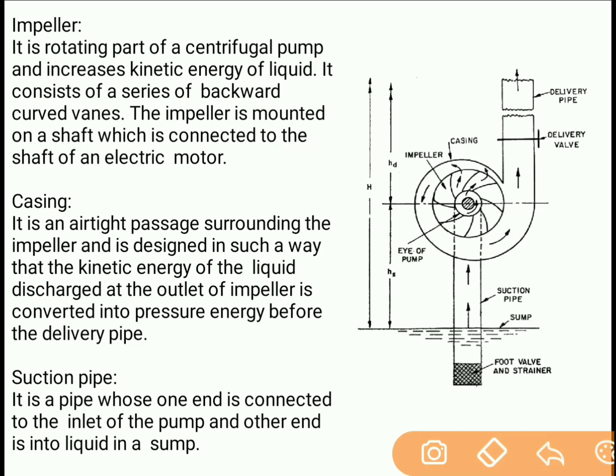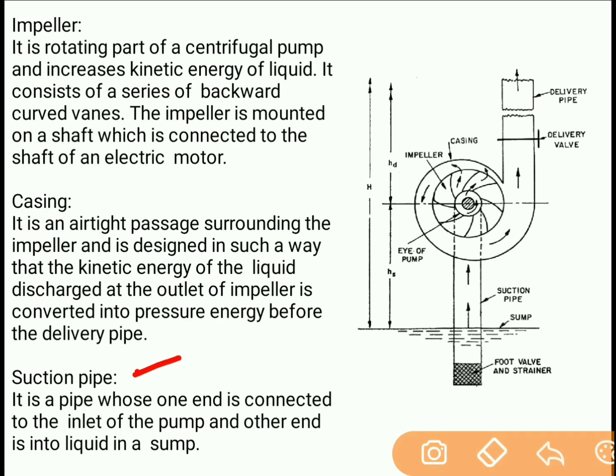Second component is the casing, as you see in this figure. It is the airtight passage surrounding the impeller, and it is designed in such a way that the kinetic energy of the liquid at the outlet of the impeller is converted into pressure energy before the delivery pipe. So in the impeller, the kinetic energy of the liquid is increasing, and also the pressure energy is increasing. In the casing, the structure is designed. Casing is nothing but the structure inside which the impeller is placed. It has been designed in such a way that the kinetic energy at the end of the impeller is converted into pressure energy before the delivery pipe.